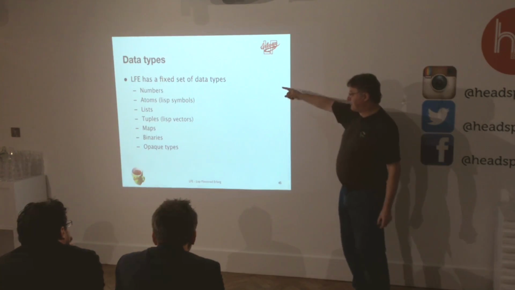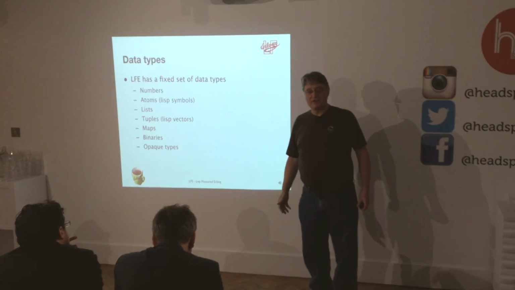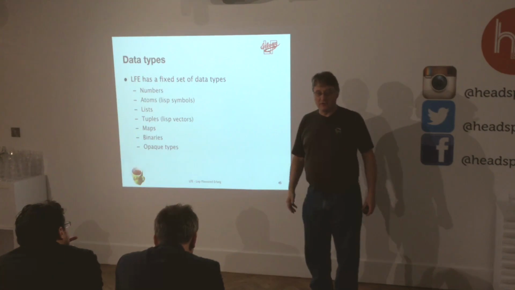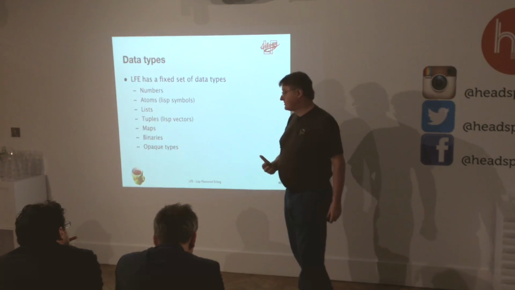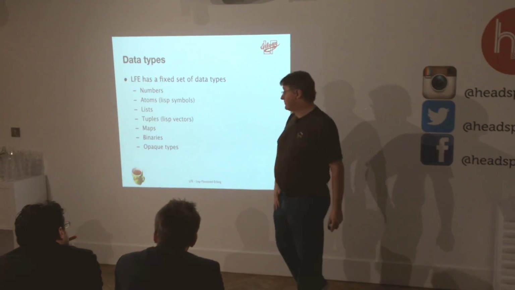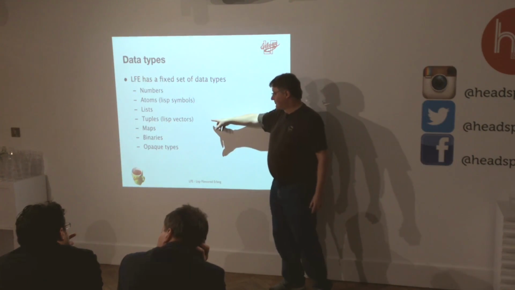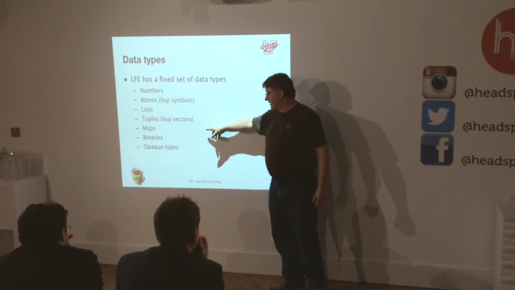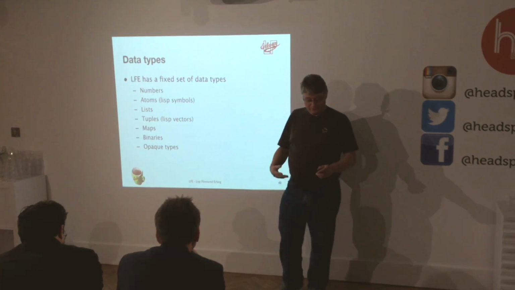Sorry. Data types. Again, this is forced on us or given to us by the machine. It only has a fixed number of data types. That's it. I cannot define my own data type. I can fake it. There are a number of alternatives to that, but I cannot seriously do it. We've got numbers, we've got atoms, which are Lisp symbols, we've got lists, tuples, which are Lisp vectors. We've got the Erlang maps, the binaries, and a few other opaque types, for example, process references and stuff like this.